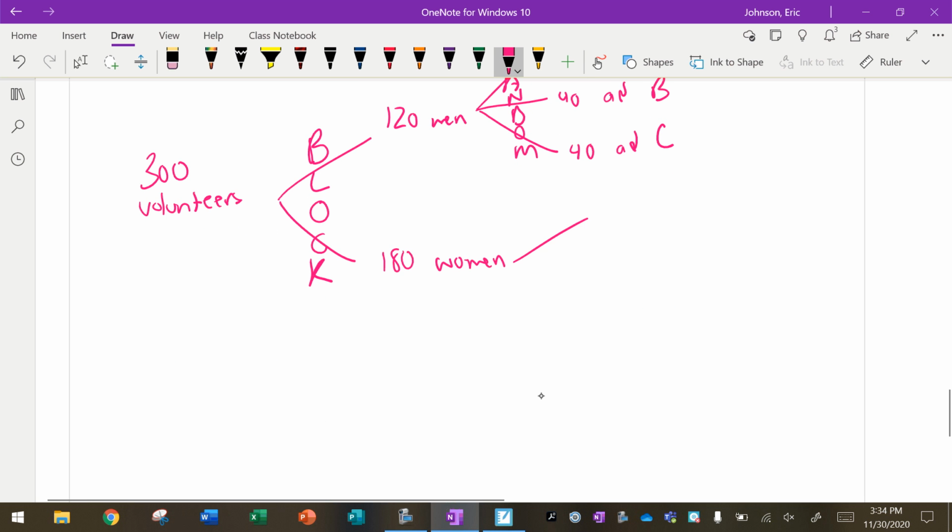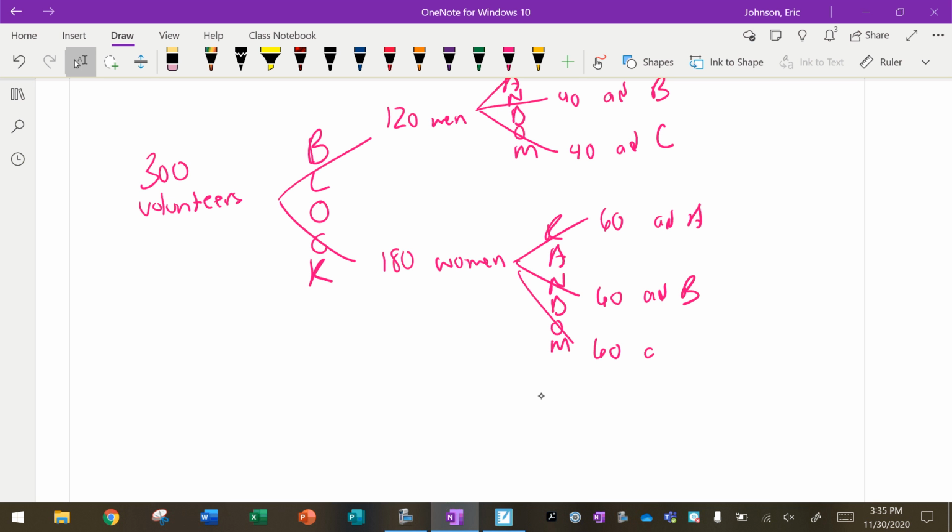For the women, you're going to do the same thing. You're going to randomly assign them 60, 60, and 60 to advertisement A, advertisement B, and advertisement C. So what you're doing is you're saying, okay, we're going to isolate the men, and we're going to split them into groups of 40, and we're going to show each group of 40 a specific ad.